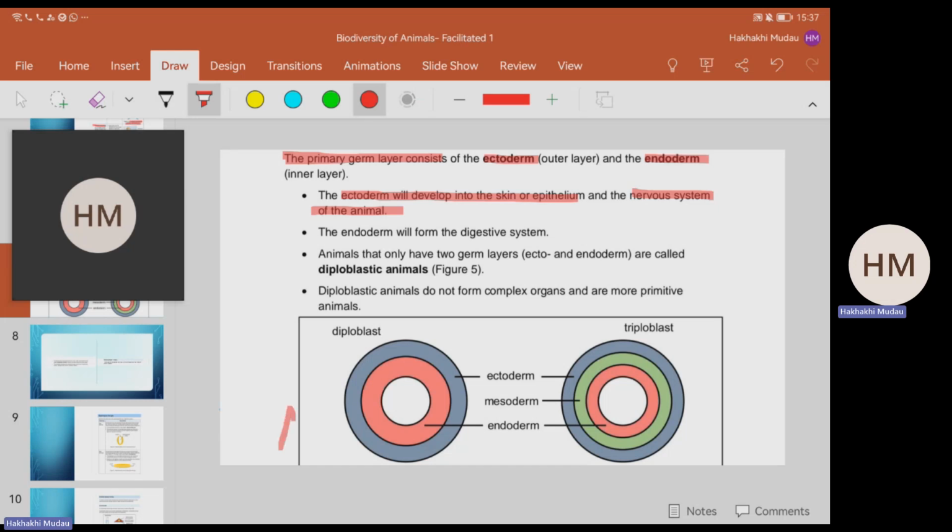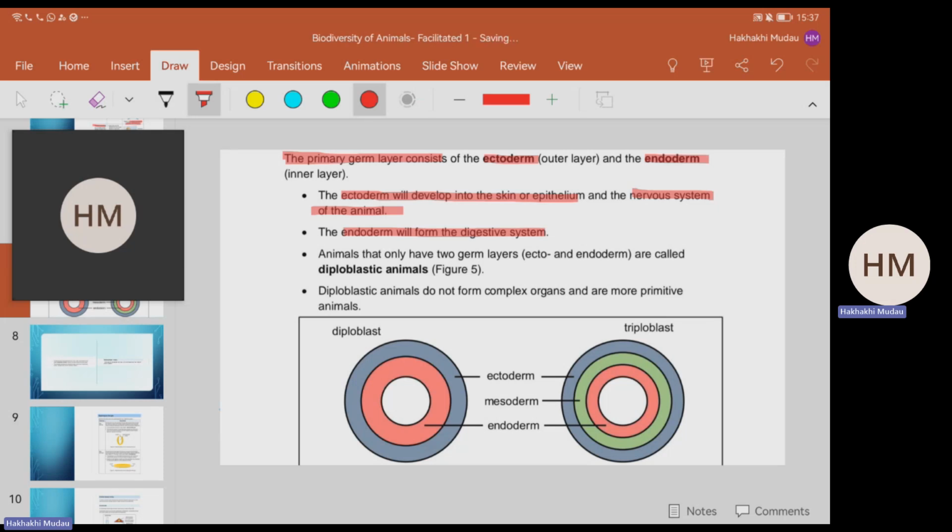So we know that the ectoderm is the outer layer. It's easy to memorize because once they say endo, it's inside, and once they say ecto, it's the outside. So the ectoderm will develop into the skin or epithelium and the nervous system of the animal. And then the endoderm is going to develop into the digestive system, the esophagus, the stomach, the intestines, and the anus. So that's what your endoderm will develop into.